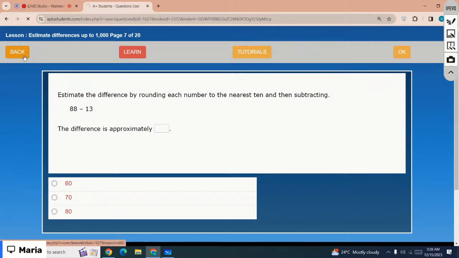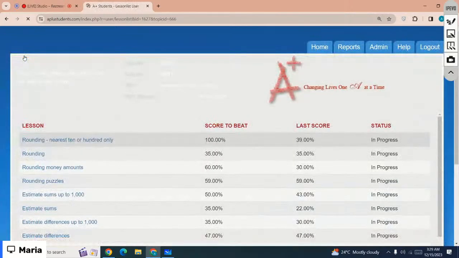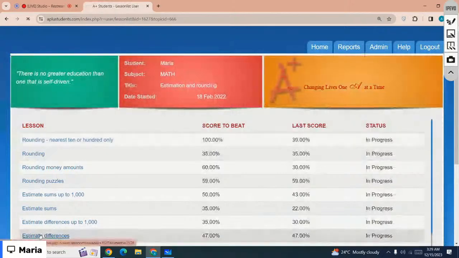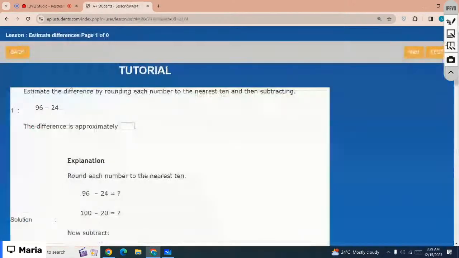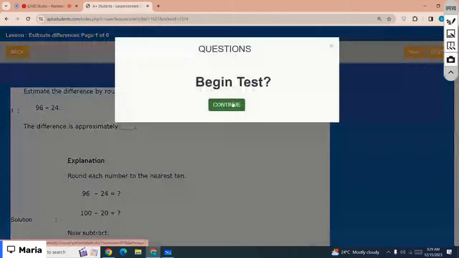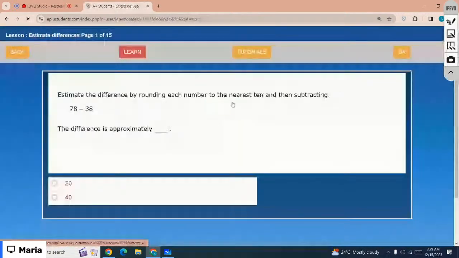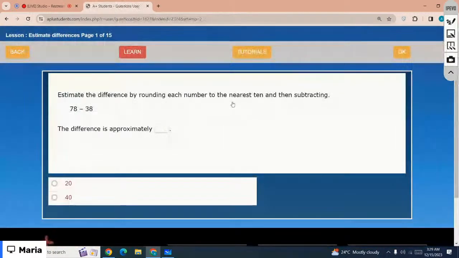That is exactly the same, estimate differences, right? So let's just start with the next lesson. That is exactly the same as what we just did. So let's just start with the practice questions. Okay. Estimate the difference by rounding each number to the nearest 10 and then subtracting. So 78 minus 38 equals.